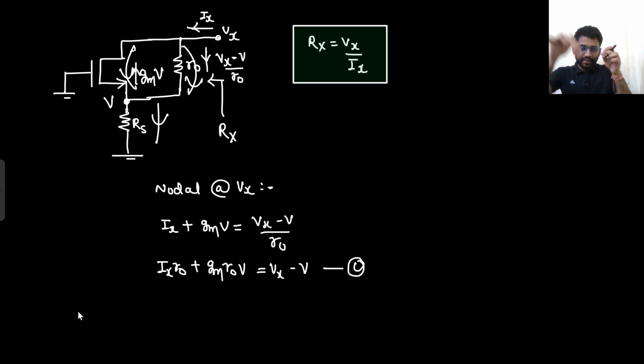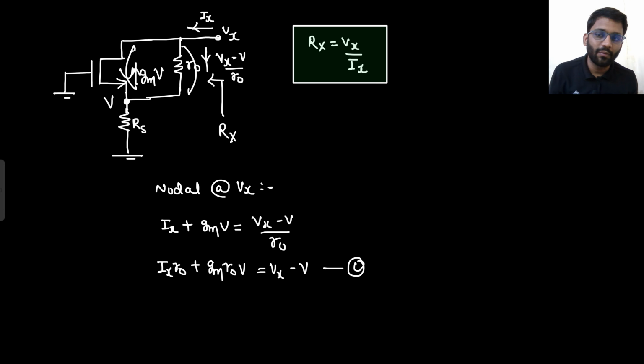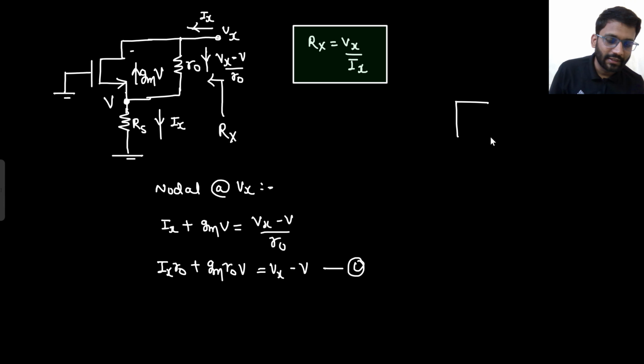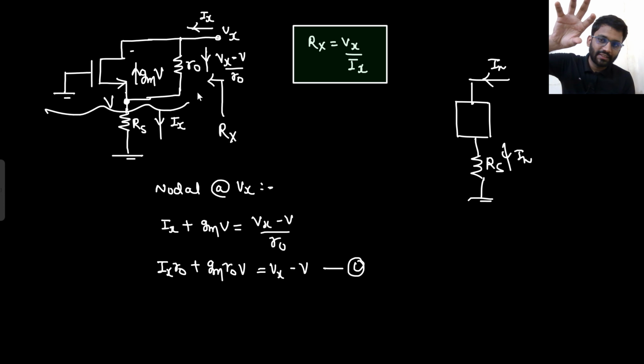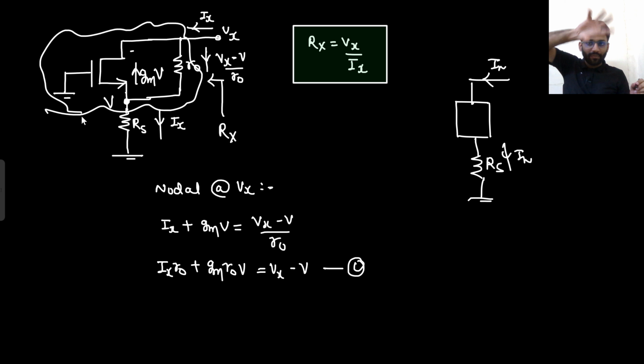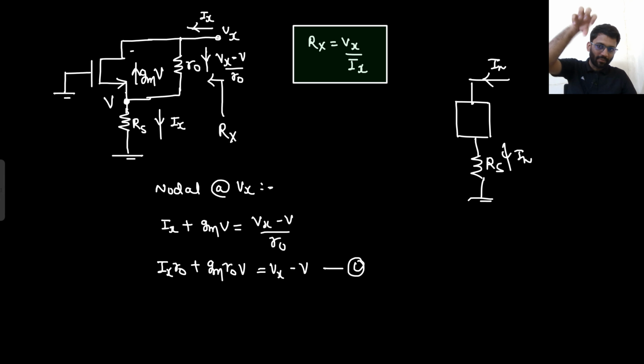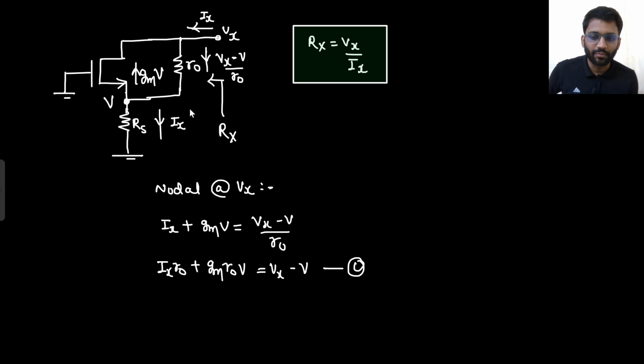First Ix was divided and then added. So what is this downward current? This current is Ix only. Basically, there is some circuitry here. Ix current was flowing here and then there was this Rs resistance. So Ix current was divided into this black box and then came out again. This way I can make my calculation easier. So my V will simply be Ix into Rs. That's it.